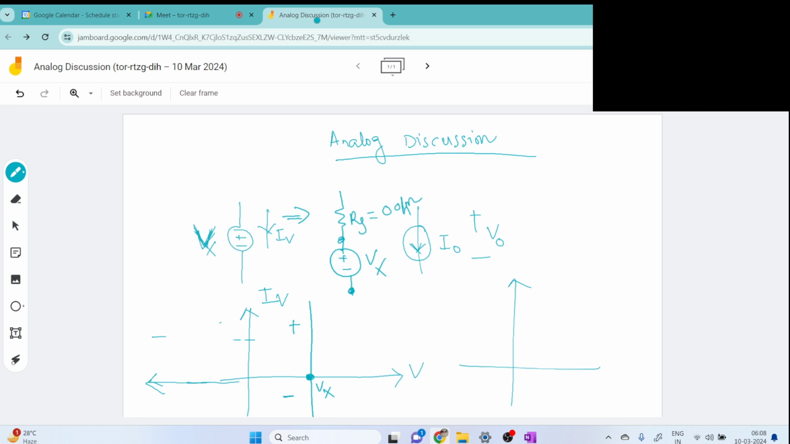Now similarly, Srijan will do this. So this will be our I naught and this will be our V naught. Now we have to find what will be the IV characteristics of an ideal current source.